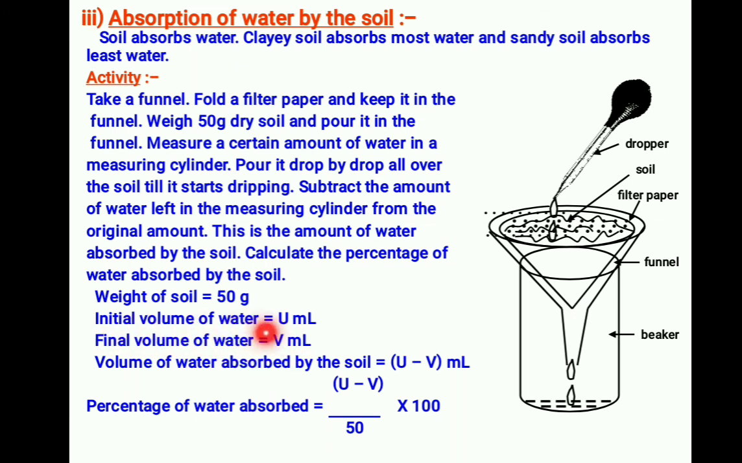The initial volume of water in the cylinder, how much water you have taken in the cylinder, is U ml. After putting the water in, how much ml is there in the measuring cylinder is given as V. Afterwards we calculate: the volume of water absorbed by the soil is U minus V. If you want the percentage, you do U minus V divided by 50, into 100. You can take your own measurements and substitute the numbers in this formula and find the percentage of water absorbed.